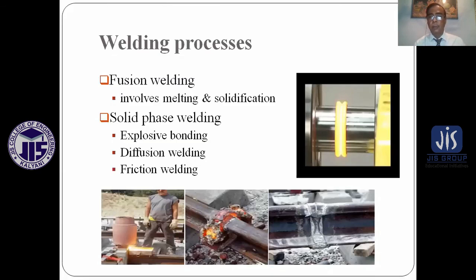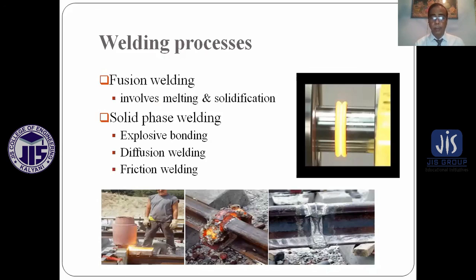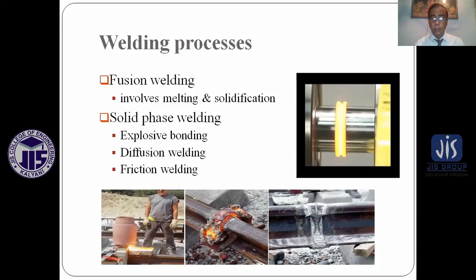Now, welding processes, as I have told already, the classification is fusion welding and solid phase welding. Two types basically. Fusion welding involves melting and solidification. Solid state welding includes explosive bonding, diffusion welding, friction welding.